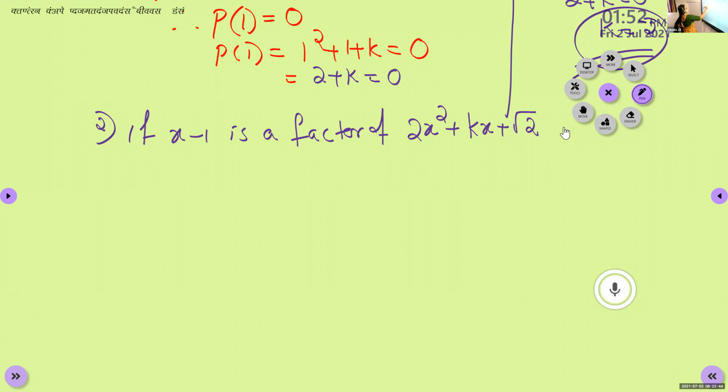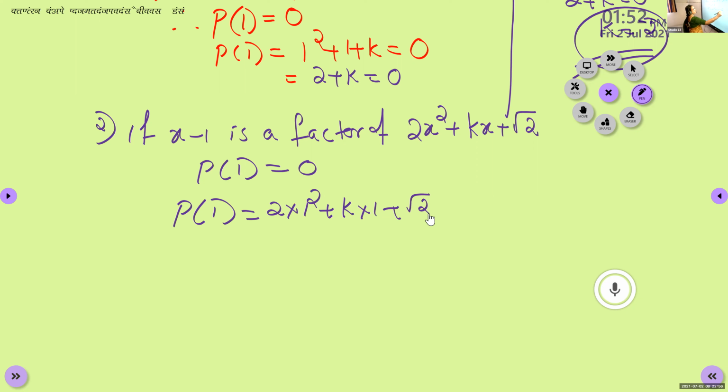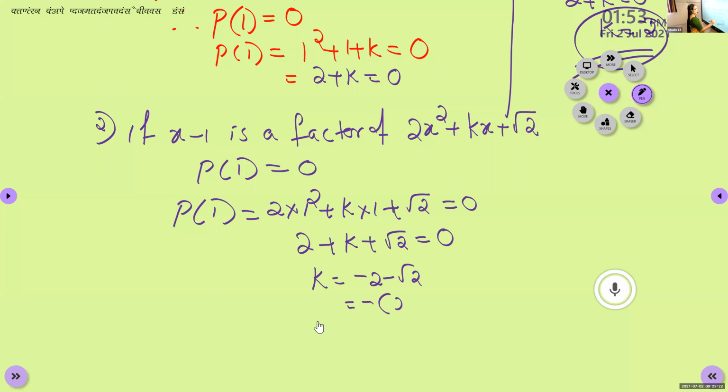Here also P of 1 equal to 0. So P of 1 equal to 2 into 1 square plus k into 1 plus root 2, which is 0. So 2 plus k plus root 2 equal to 0. So k equal to minus 2 minus root 2, minus of 2 plus root 2. K equal to minus of 2 plus root 2.